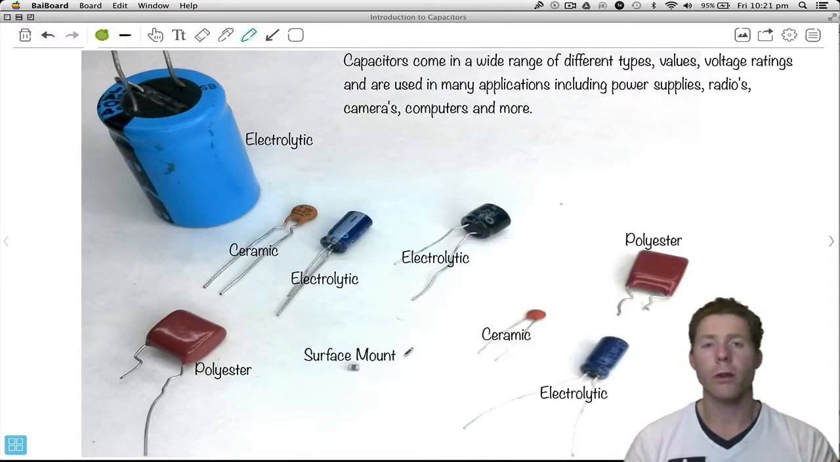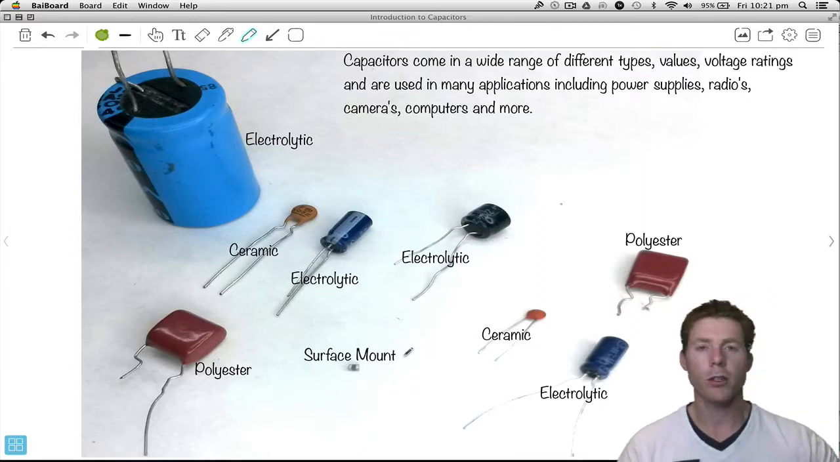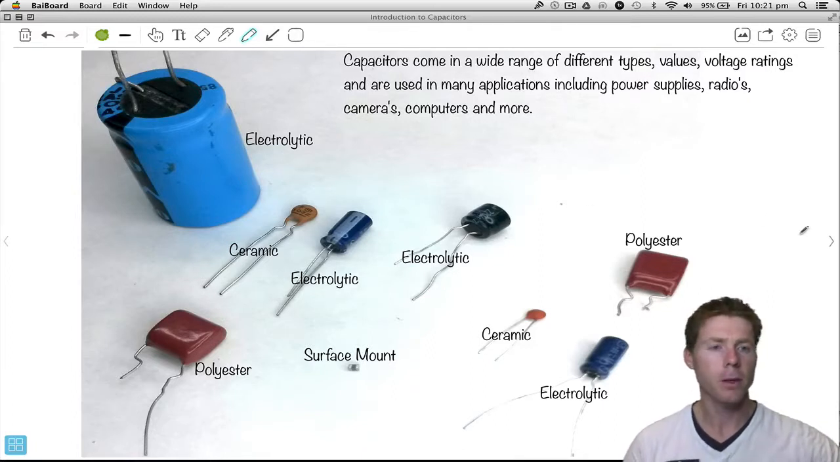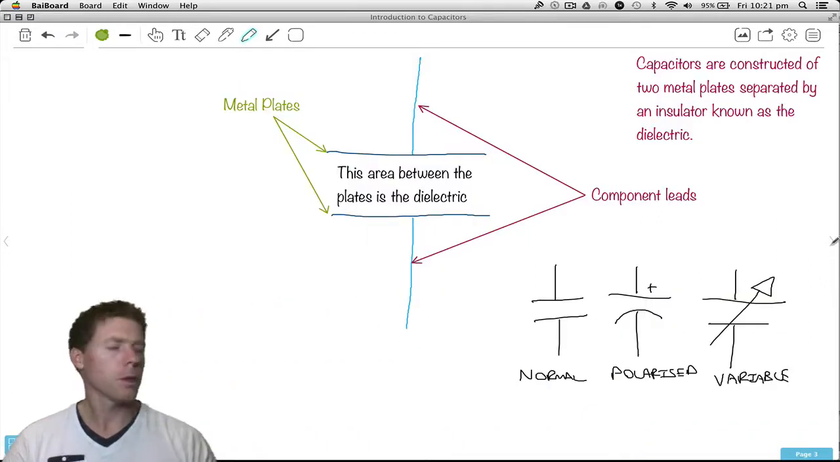They're in computers, they're in calculators, they're in watches, they're in mobile phones, they're in pretty much any electronic device, I would have to say. Let's have a look at the internal structure.